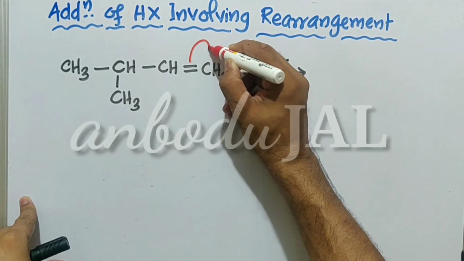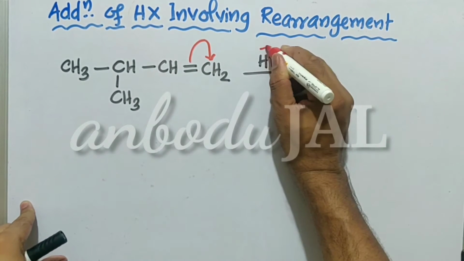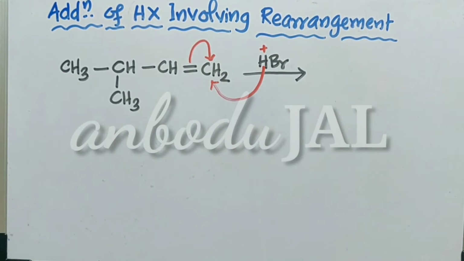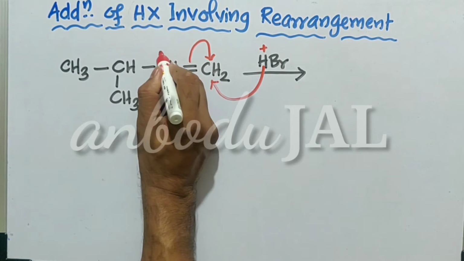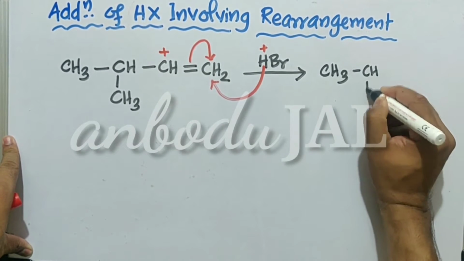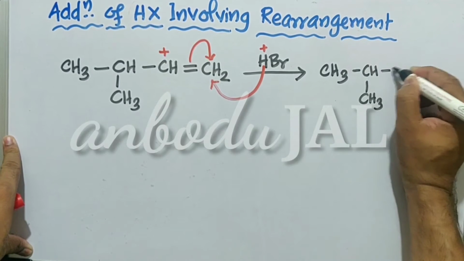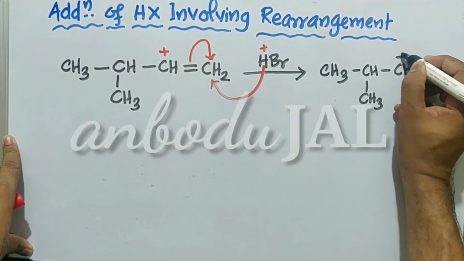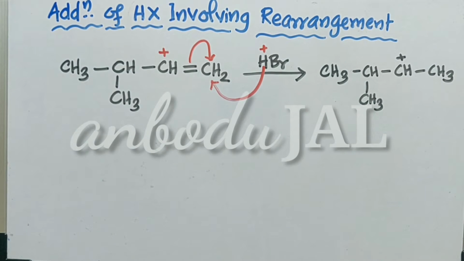This electron is shifted to this carbon. H plus is attached to this carbon. As a result of this, the positive charge comes here. CH3, then CH, here it is CH3, here CH, single bond CH3. This carbon gets a positive charge.